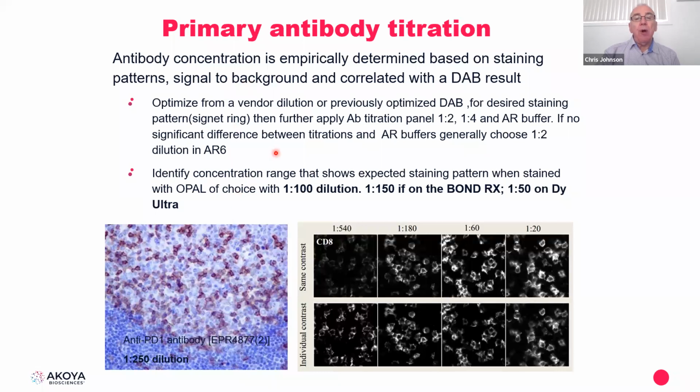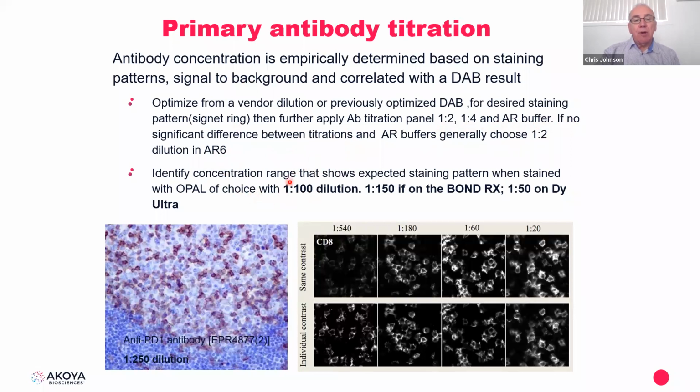Our starting point is usually the recommended dilution from the vendor. And then we will do further titrations, maybe 1 in 2, 1 in 4, in the 2 types of antigen retrieval buffer to see if each makes a difference. And then finally, if there's no difference, we might end up choosing a 1 in 2 dilution at AR6.